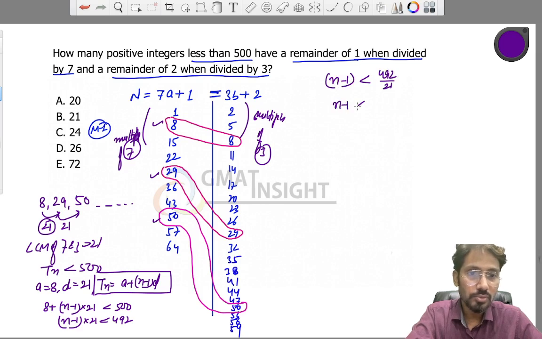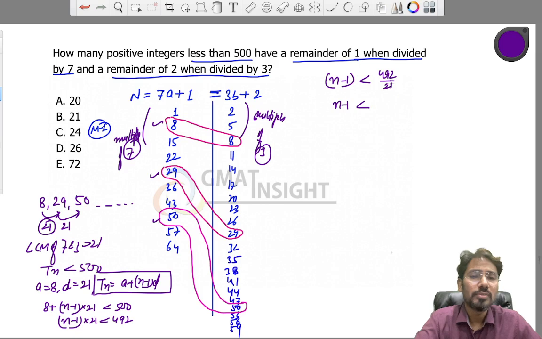N minus 1 should be less than, now I have to just see how many multiples. So I'm just dividing 492 by 21. So 21 goes 2 times, it is 42. So the remainder is 7. Right, 42, 7 and 21 threes, 21 threes. So this is the maximum.